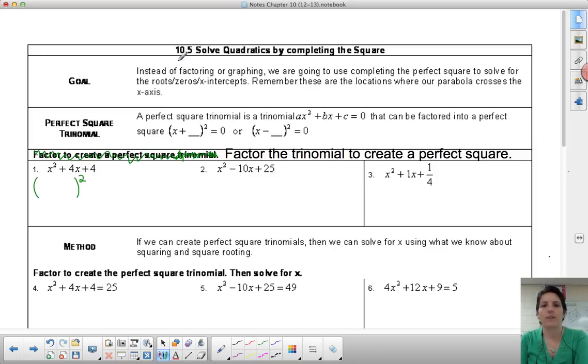Right, section 10.5 is over solving quadratics by completing the square. I told you this one was coming yesterday. And completing the square requires that we understand what it is to be a perfect square. And a perfect square, remember, is one that looks like this: x plus a number and then the squared on the outside.